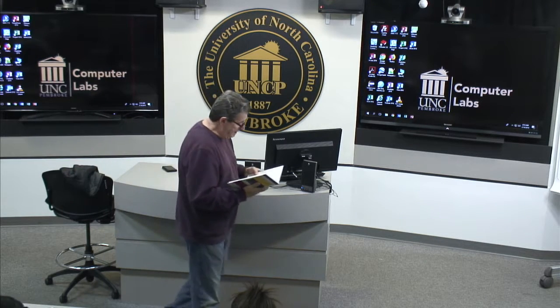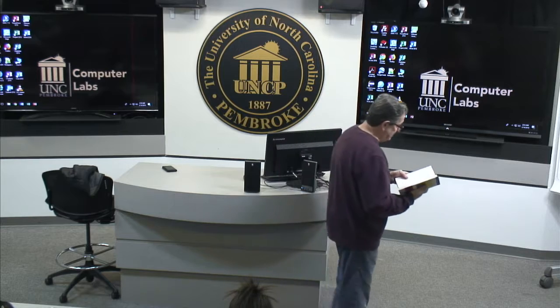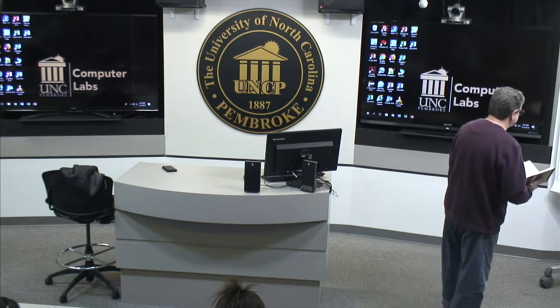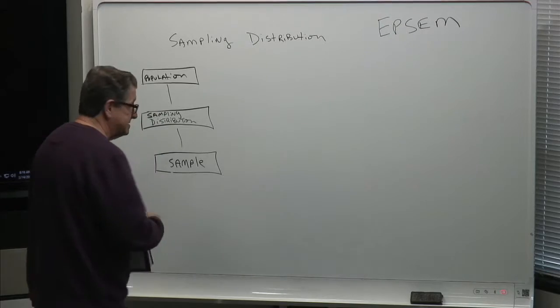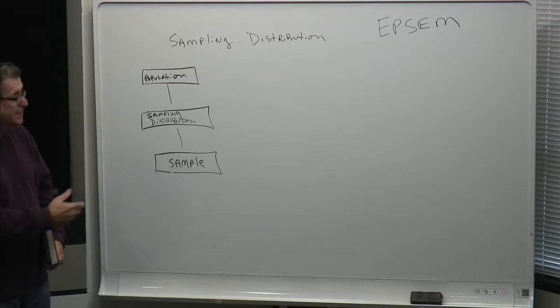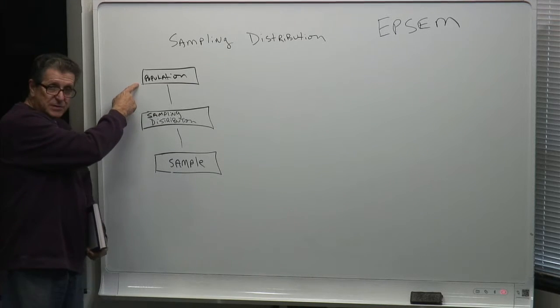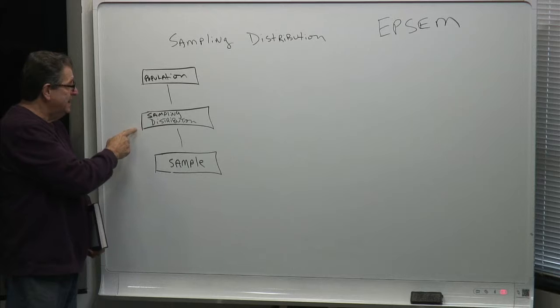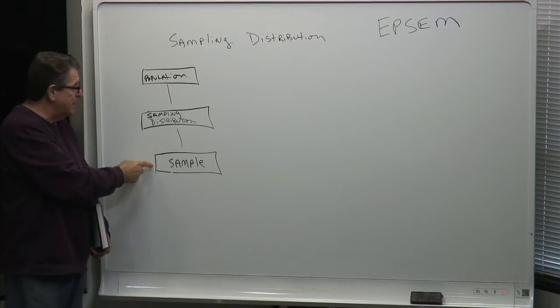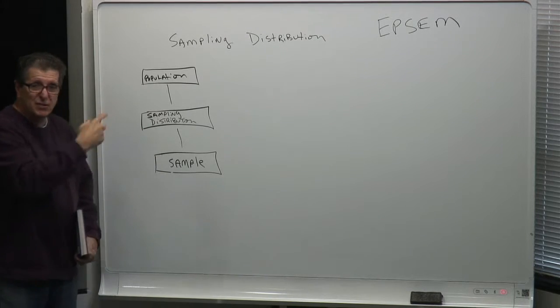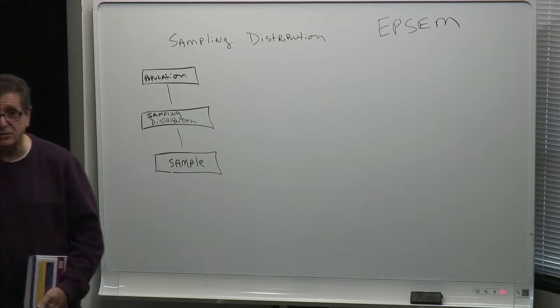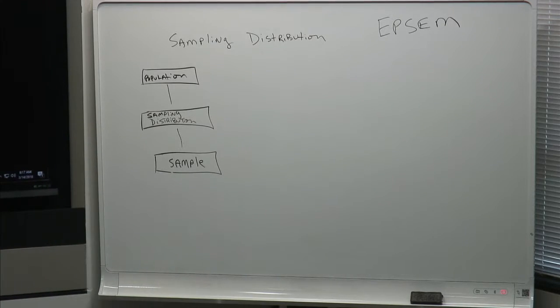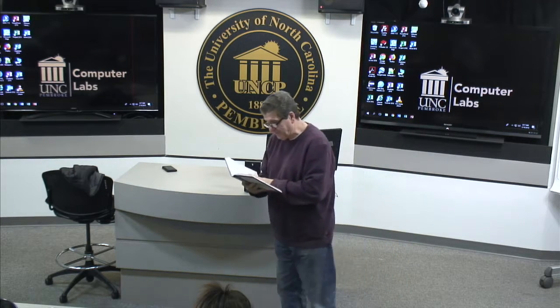Okay, the next section is entitled The Three Distributions Used in Inferential Statistics. What are those three distributions? Here they are. This is a distribution, the population. This is a distribution, that's the sample. And the sampling distribution is the third. So there are three distributions that we need to be concerned with from here on out.